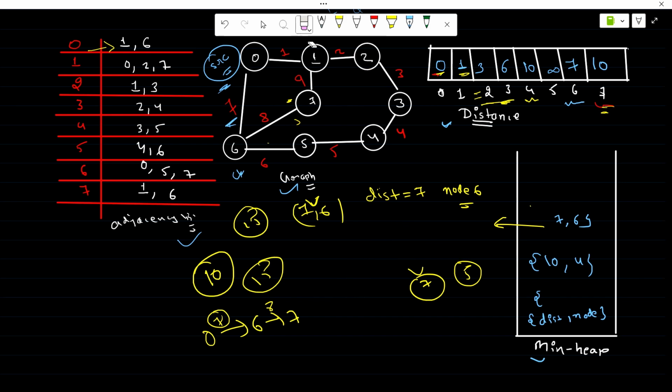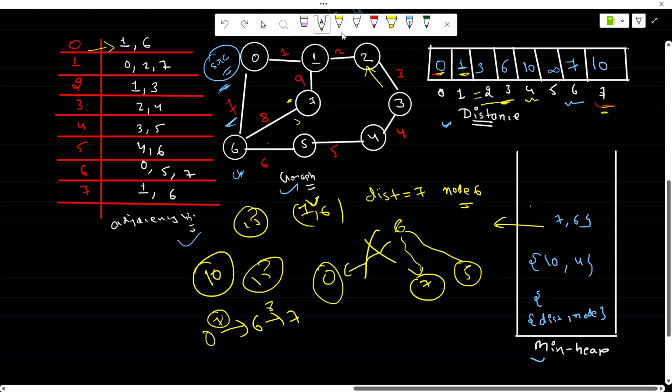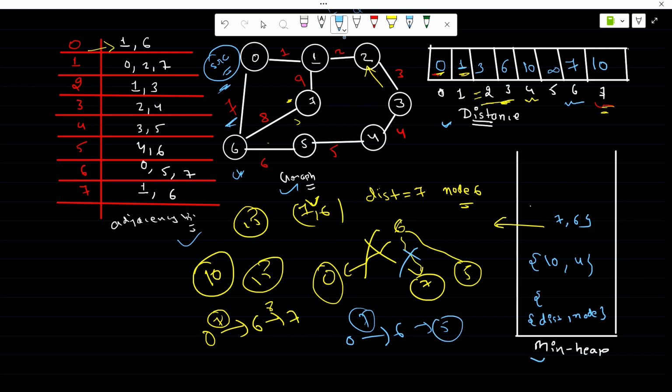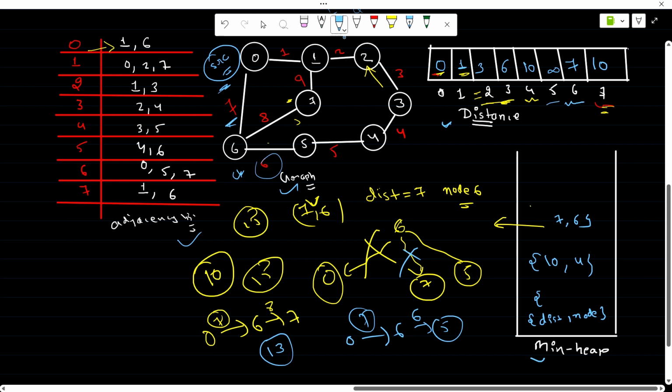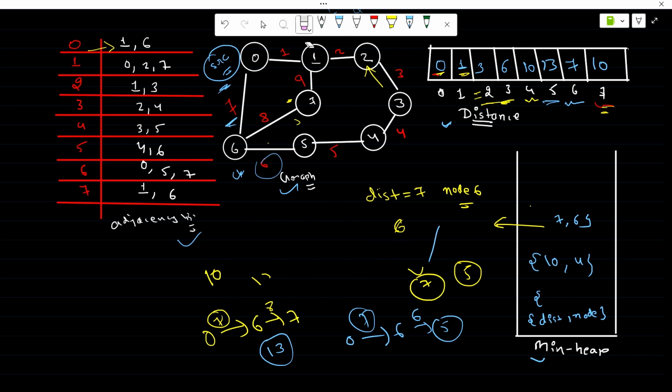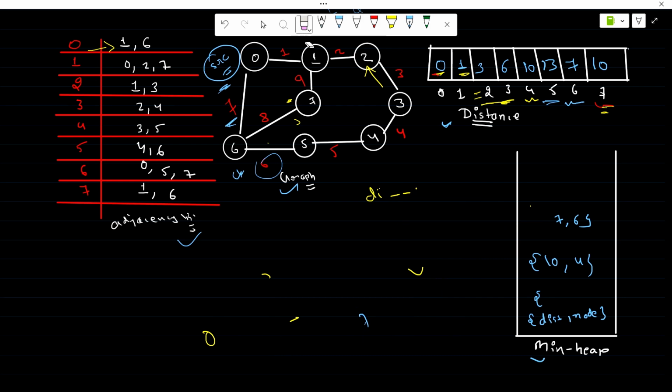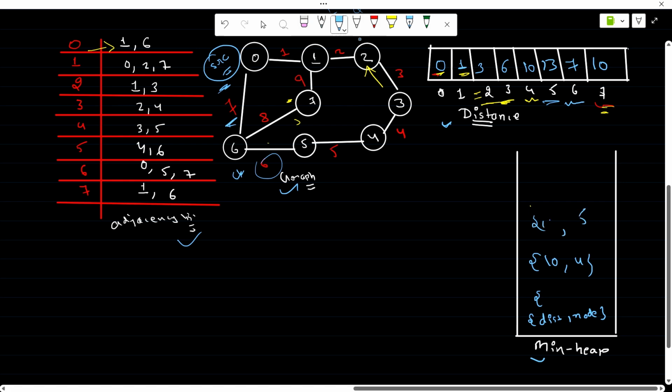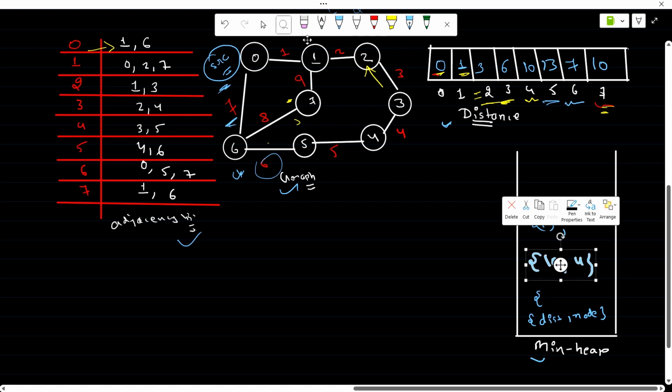Let's consider now. We considered this also. Now from 6 to 5: from 0 to 6 the distance is 7, and from 6 to 5 the distance is 6. So the ultimate distance is going to be 13, but the current distance is infinity, so we will definitely update it with 13. So this is 13, right? We are done with this node 6, and we put it into the priority queue also. We updated node 5 with a distance of 13.